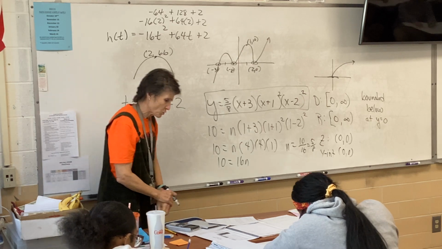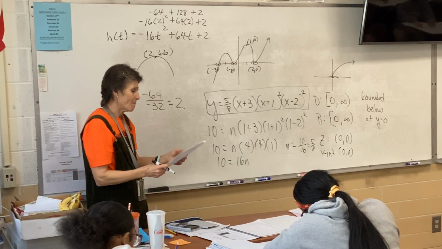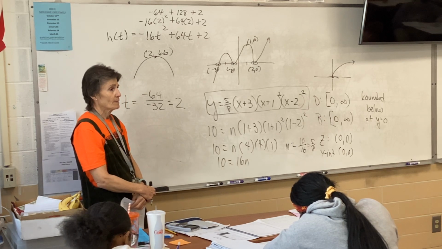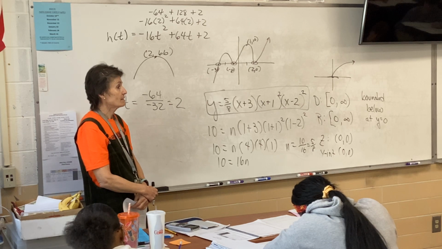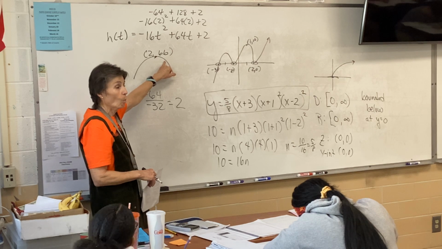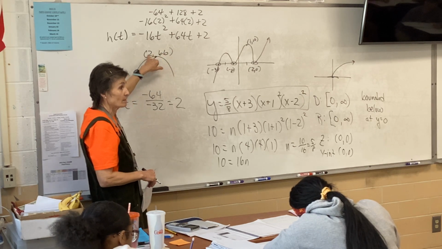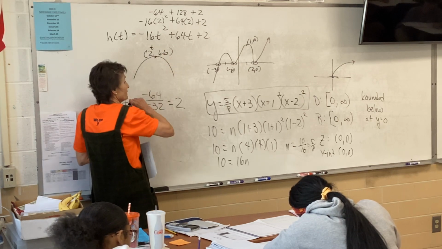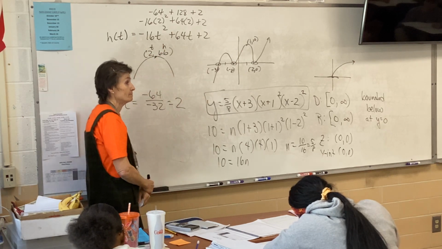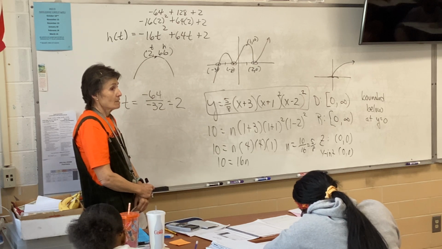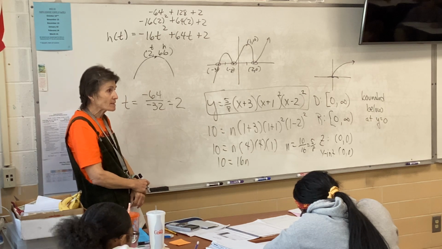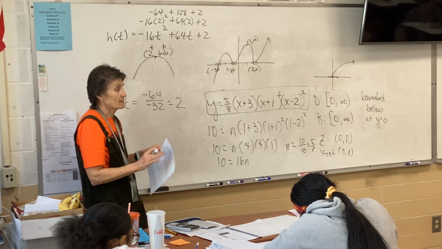So now answer the questions. Find the maximum height. What is the maximum height? 66 feet. There's 2 parts to the vertex. One of them represents x, or t, and one of them represents y, or height. So how high does it go? 66 feet. When does it reach its high point? 2 seconds.